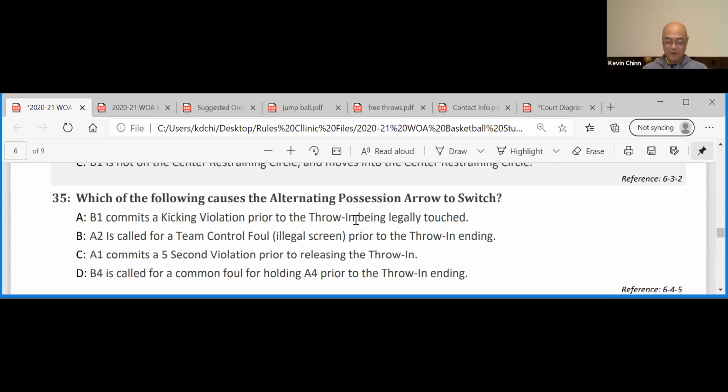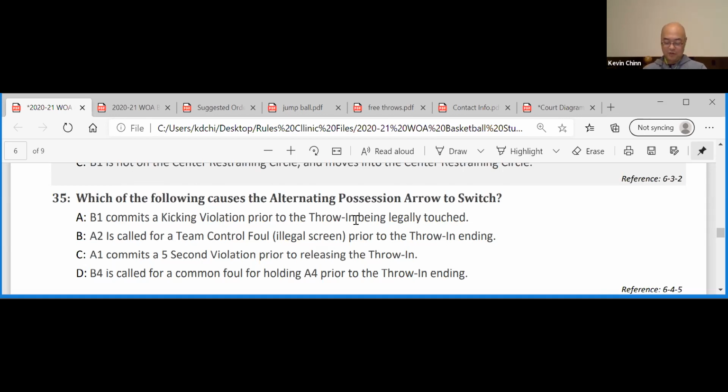So A throws it in, B kicks it. A gets the ball back. You get the ball back because of the kick. So it's not an alternating possession scenario. The only way to have an alternating possession is a jump ball scenario, right? So A1 has the throw-in, it gets kicked, A gets the ball back, we don't switch the arrow. Okay.